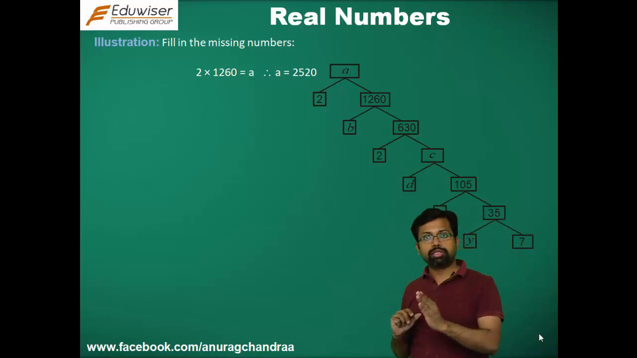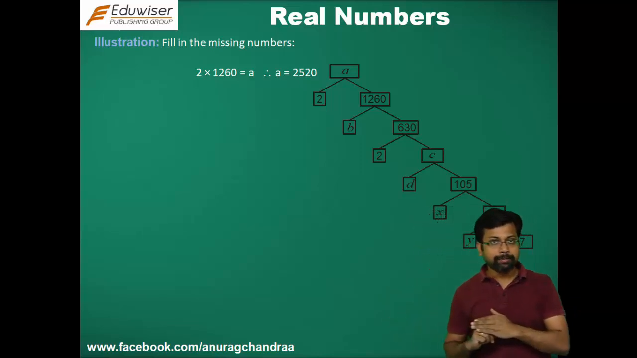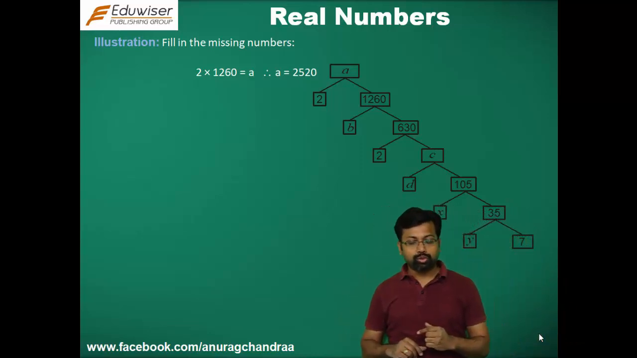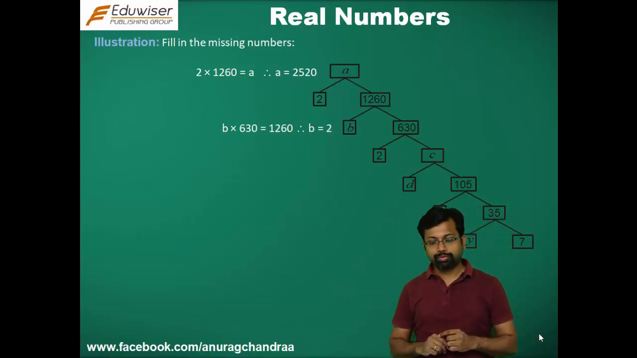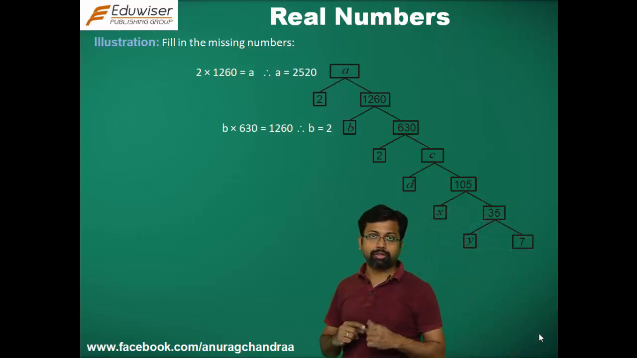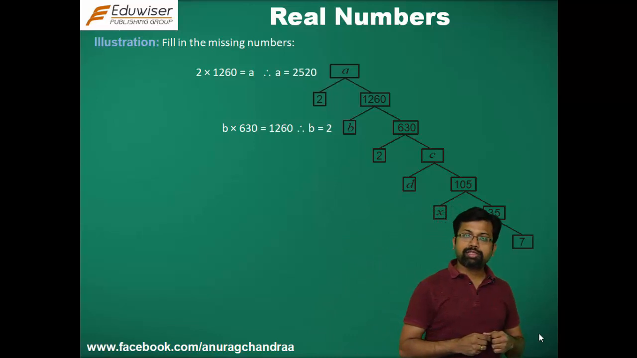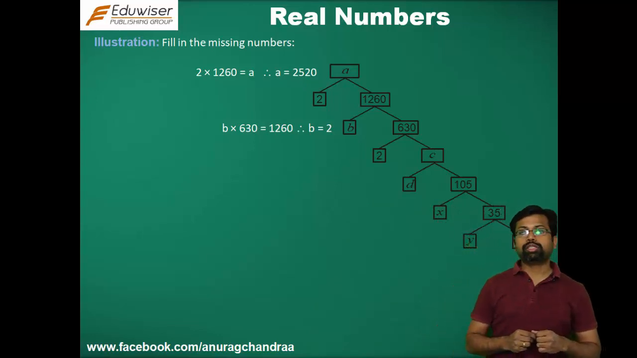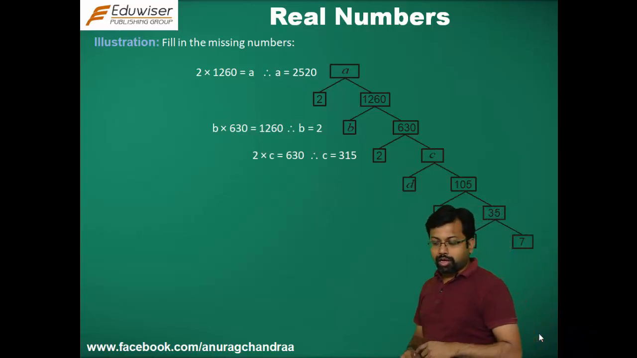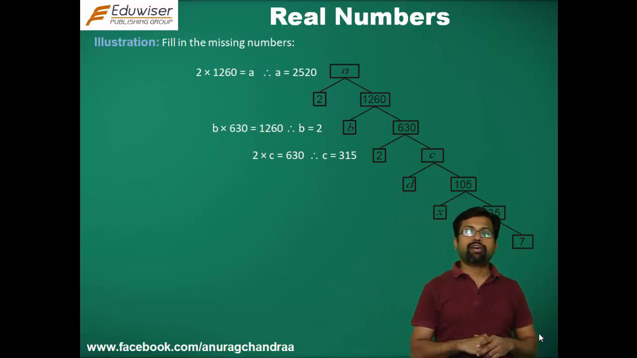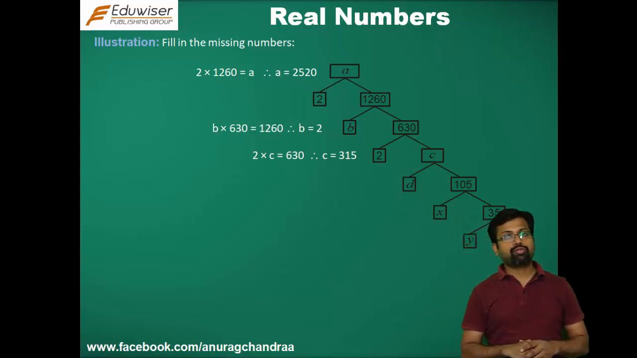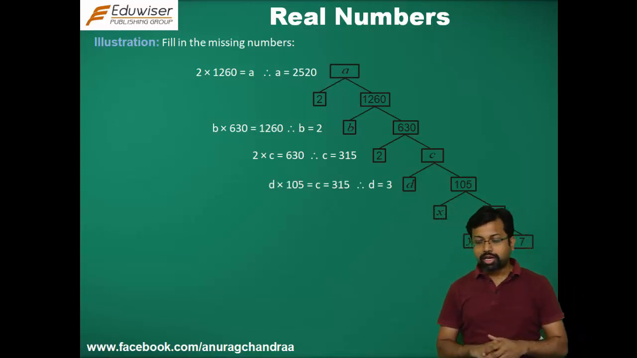The equation will be 630 into B is equal to 1260. Therefore B is equal to 1260 divided by 630, that's equal to 2. So the value of B is going to be 2. Now coming to the number C, you have 2 into C is equal to 630 because 630 is the parent. So C's value will be 630 divided by 2, that's going to be 315. Now C is 315. 315 will be equal to 105 into D. So D will be 315 divided by 105, that's equal to 3. So you have D is 3.